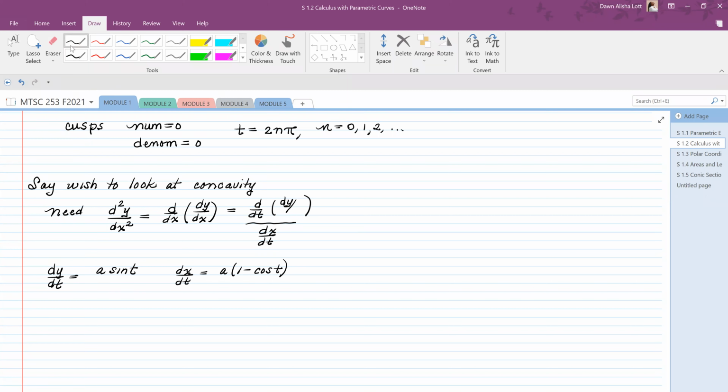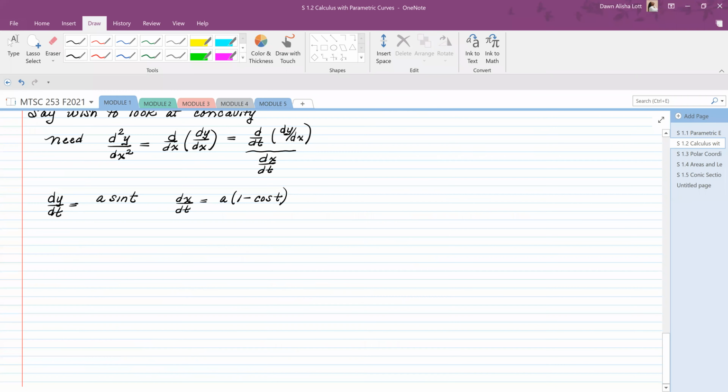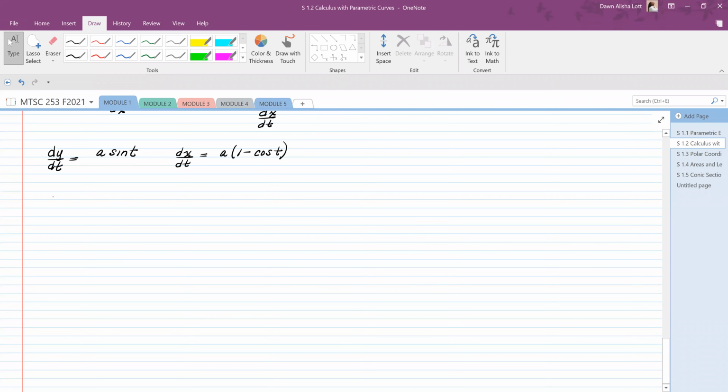Derivative with respect to t of dy/dx, and then divide by dx/dt. That's right. Okay, so what did we get for dy/dt? So dy/dx, we ended up with sine of t over 1 minus cosine t.